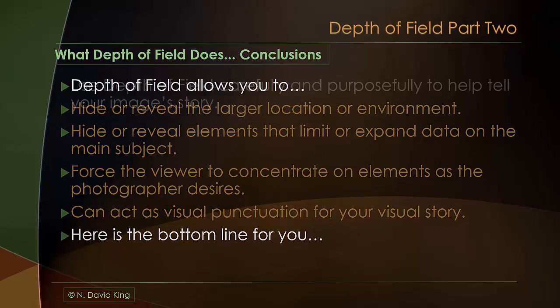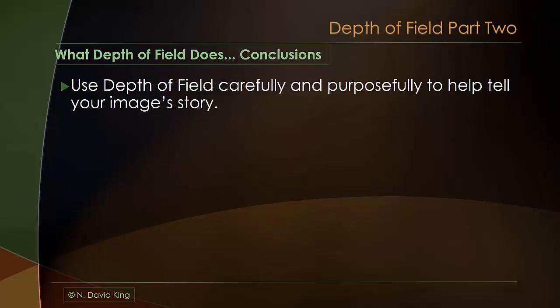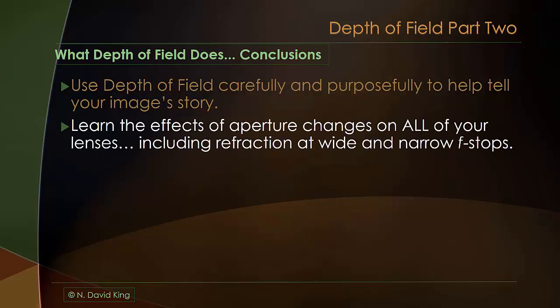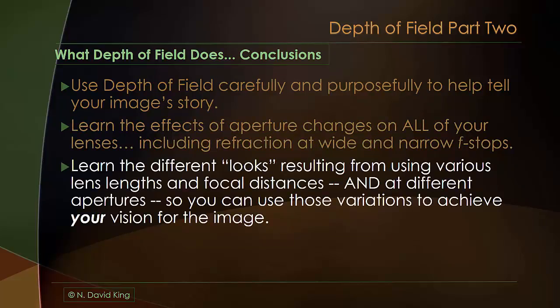Here's the bottom line for you. You need to use depth of field carefully and purposefully to help tell your image's story. Learn the effects of aperture changes on all of your lenses, including the effects of refraction when your lens is wide open or stopped all the way down. You need to learn the different looks that are going to result from using various lens lengths and various focal distances and at different apertures. You need to be able to use those variations to achieve your vision for the image.